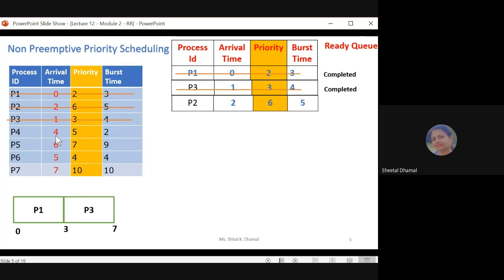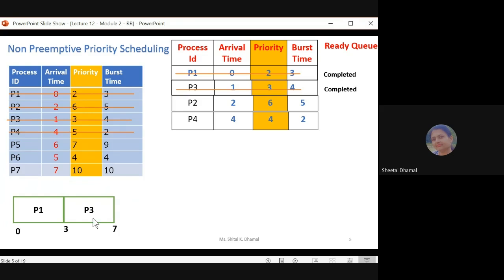Okay. So we will place it in the ready queue. While selecting the process from the table, we are considering the arrival time. We are not considering its priority. Because process P4 arrived in the ready queue at 4 o'clock, at that time process P6 was not there and P5 was not there. When the process P3 was executing, at 4 o'clock, process P4 entered the ready queue. So that's why here I am considering the arrival time.